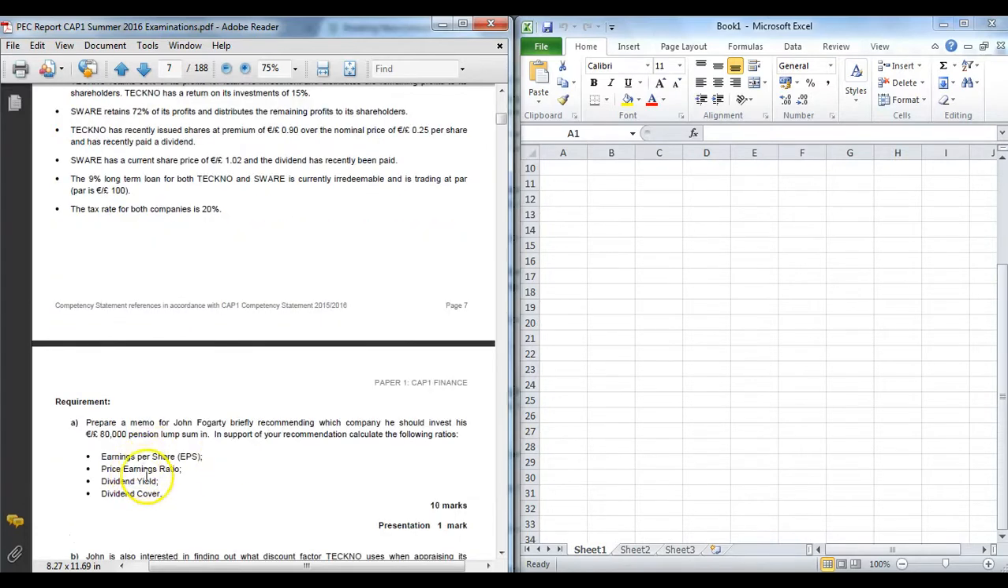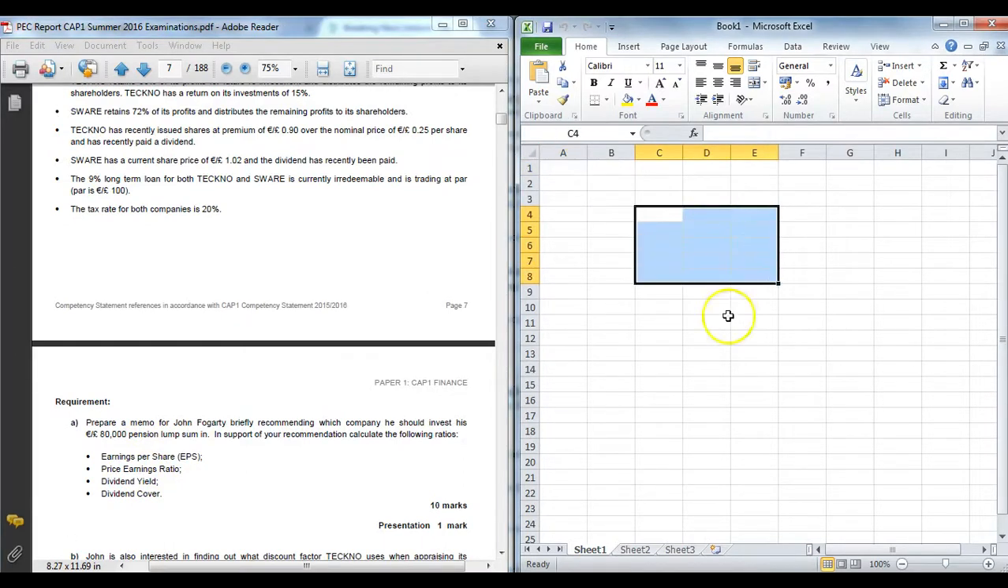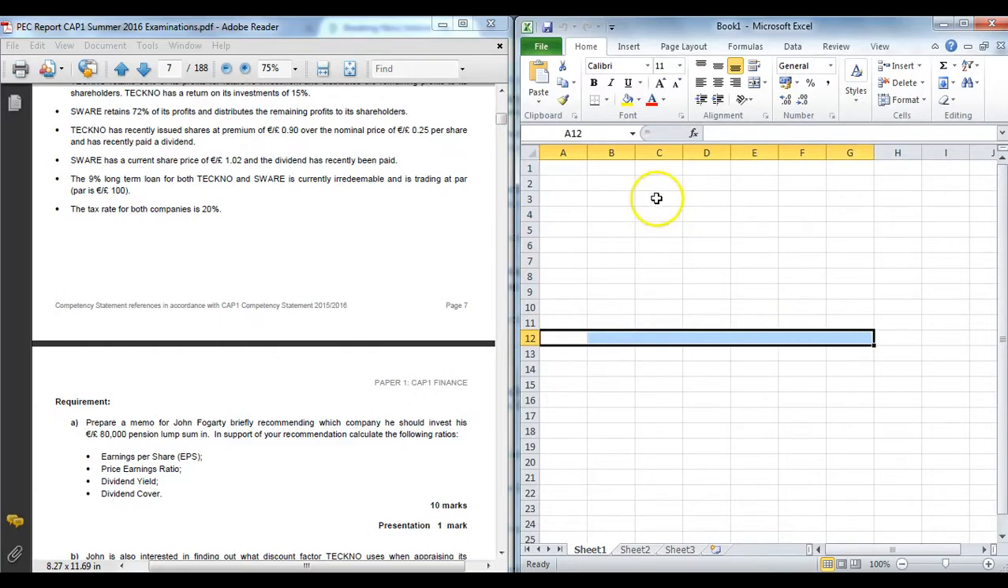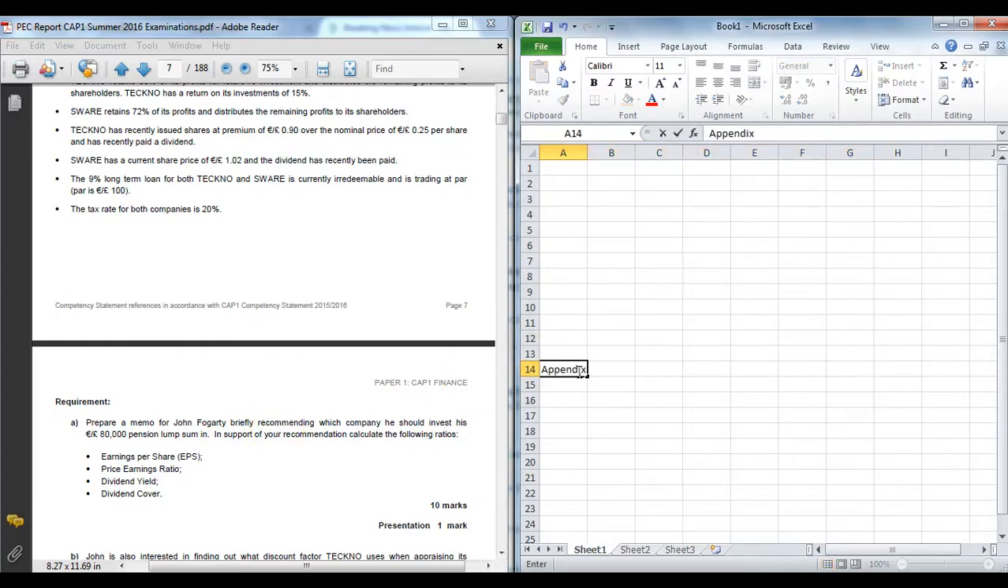So we're asked to calculate 4 ratios. Assuming we've already skipped a page, we'll do a nice summary table and briefly recommend to get our marks for Part A. But I'm just going to come to the second page, appendix, and do working 1, earnings per share, EPS. Remember, in the CAP1 Finance exam, you will not be given the formula for the ratios. So you need to know what the formulas are, and more importantly, what figures you'll need to sub in. So for earnings per share, it is profit after tax minus pref div.